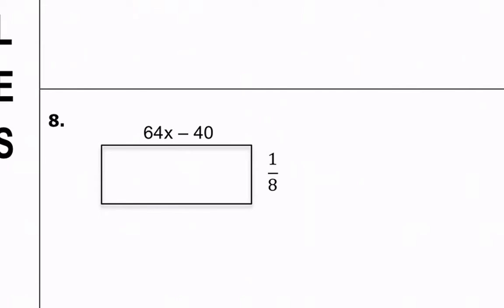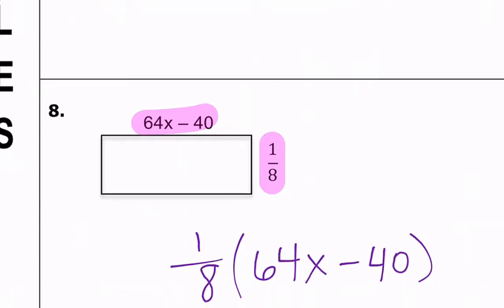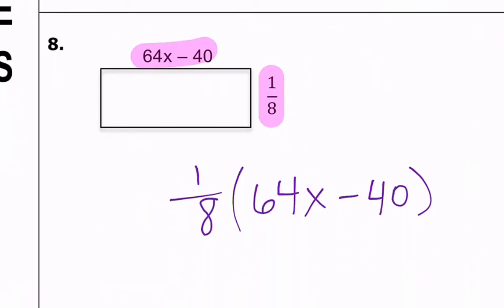All right, same idea, same thing. We're going to find the area, which means we're going to have to take the length and the width and multiply these guys together. So let's set it up. I'm going to take 1/8 and multiply it by 64x minus 40. Remember, parentheses means multiply. All right, so I'm going to have to distribute. I'm going to have to distribute this 1/8 to everything in the parentheses behind it.